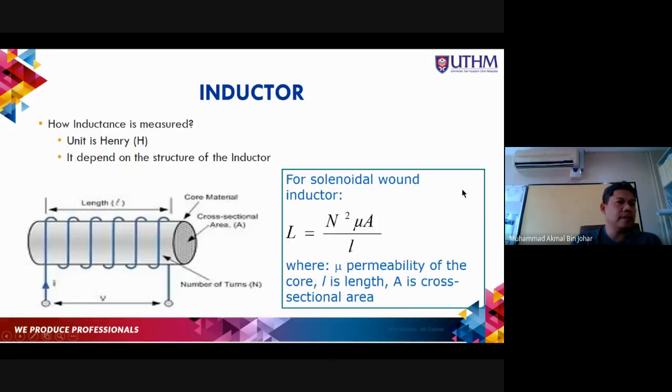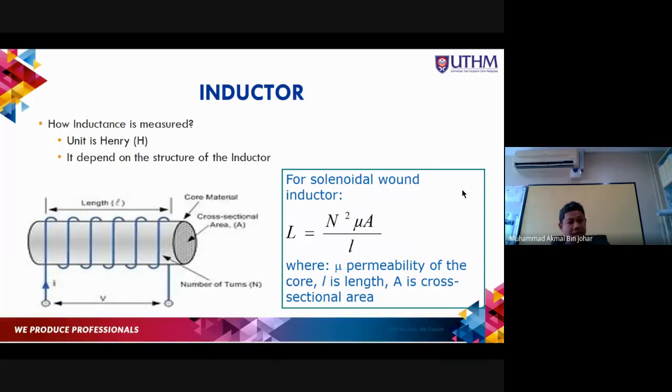Okay, so how do we measure it? The unit is what we call the Henry. It's always in the range of milli or microhenry, slightly bigger when compared to the capacitor. A capacitor is always in micro, nano and picofarad, but an inductor is slightly bigger, from micro to milli Henry. Those are the ranges typically used in electric circuits. So it depends on the structure of the inductor.